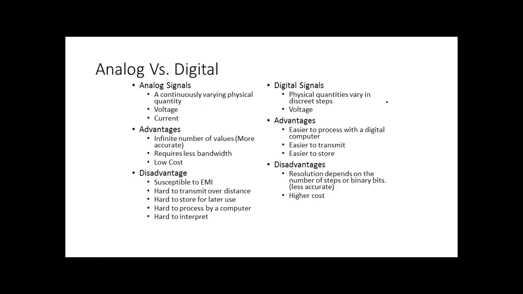Digital. What's digital? The quantities that we're trying to measure vary over discrete steps. It's usually voltage, but it could also be current. I should add that in there. Advantages of digital: easier to process by a computer, easier to transmit, easier to store. Resolution depends on the number of binary bits. And the disadvantage is the higher cost. Of course, a lot of things are going to be difficult, but we still have to understand that analog is something that in some control systems we can't live without, right? So we have these devices called analog to digital converters.